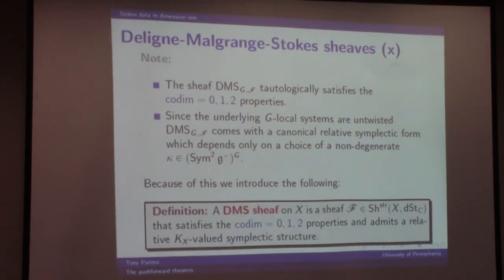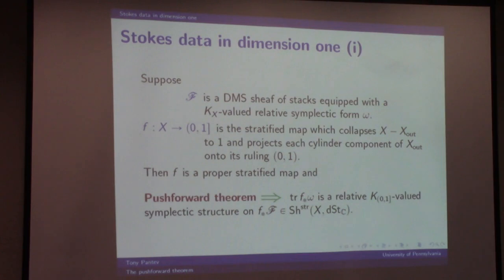And so the point is that for any Deligne-Malgrange-Stokes sheaf, so for any guy for which this relative form is defined, so that, for example, the group on the interior is constant and we've taken the Killing form, then we actually get a symplectic structure on the moduli space.